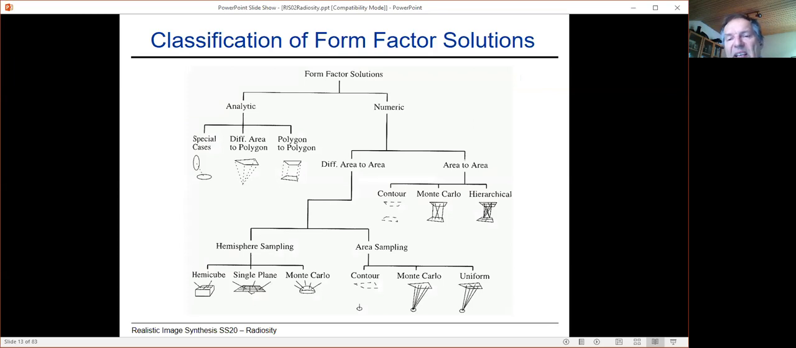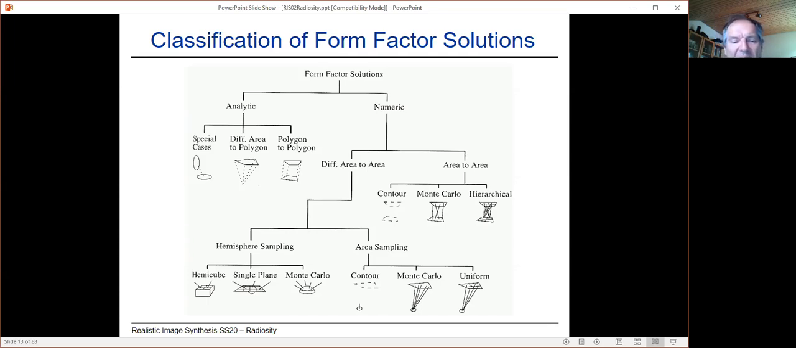So here is a kind of classification of form factor solutions. Form factors are also important in sound propagation and maybe also in particular in heat propagation. So this is not only the domain of radiosity.